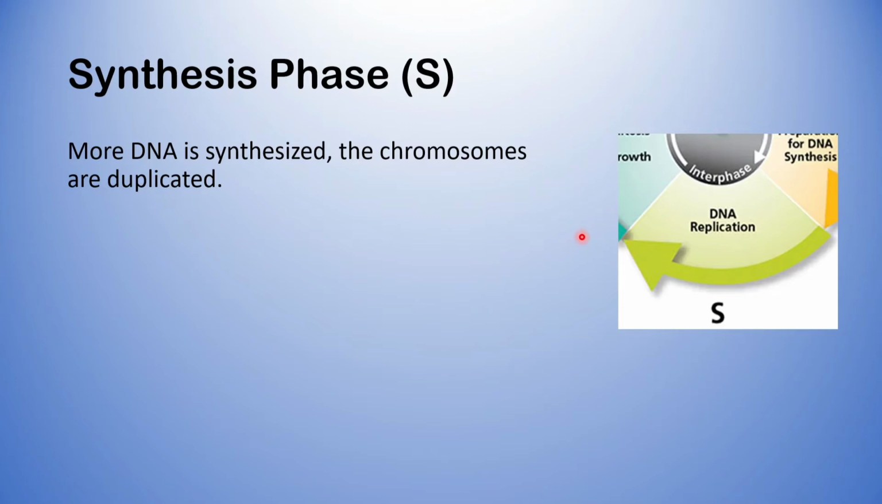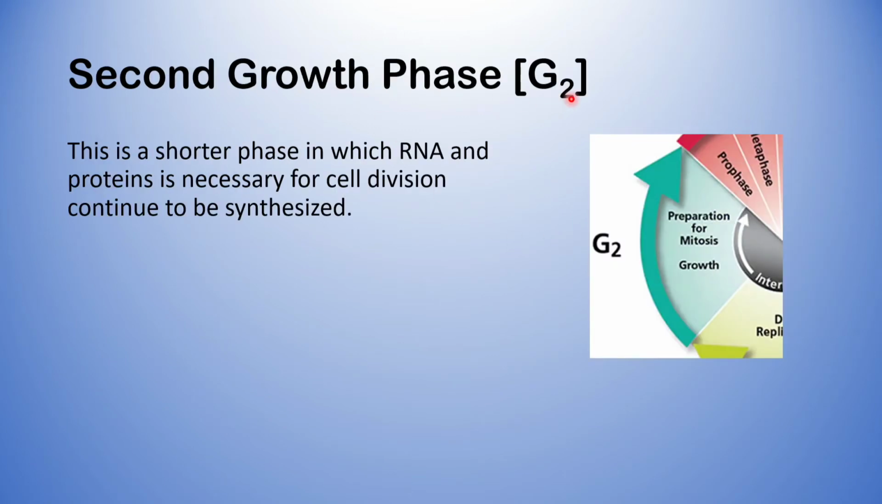In this stage, the synthesis phase takes place for cell division. Now the second growth phase, G2. This is a shorter phase in which RNA and proteins necessary for cell division continue to be synthesized, right? It means other types of proteins like histone proteins and RNA will be synthesized in this second growth phase for cell division.